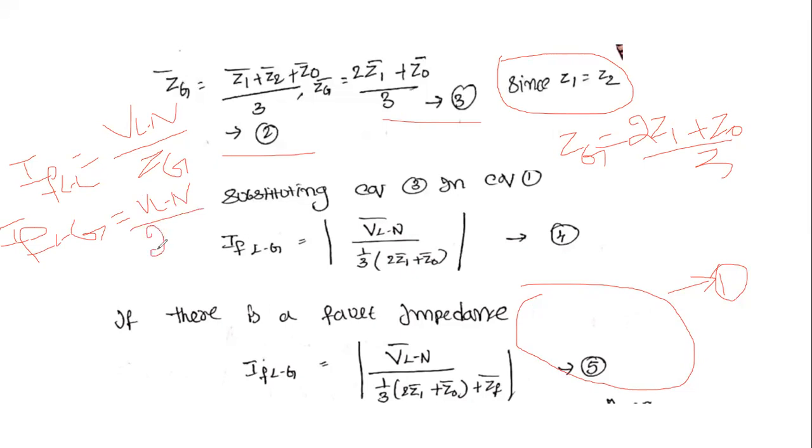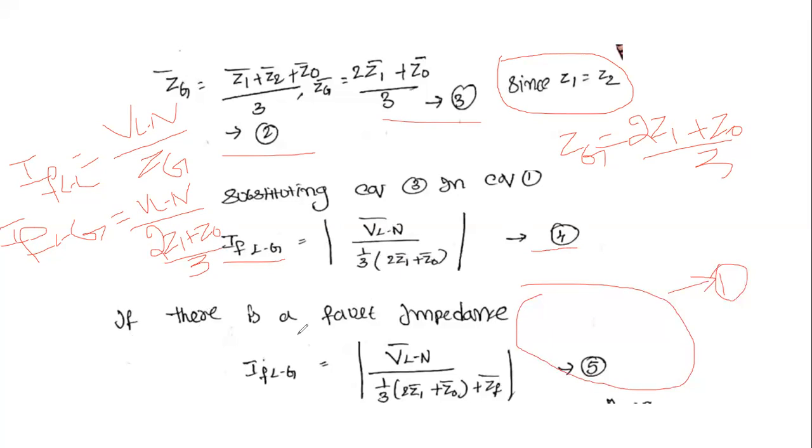What is the ZG value? That is 2Z1 plus Z0 by 3. Taking 1 by 3 common, it becomes 1 by 3 into 2Z1 plus Z0. This is the fault current. Consider this as equation number 4.